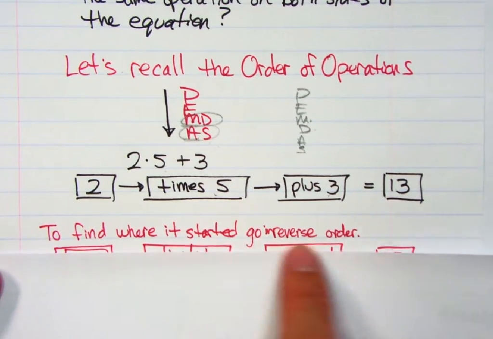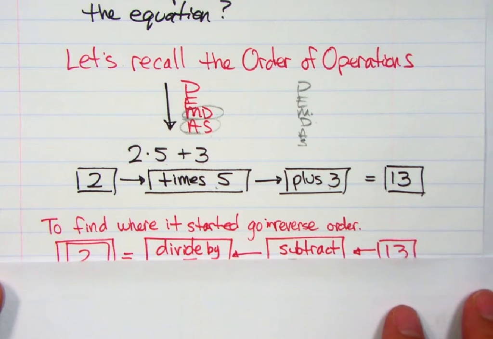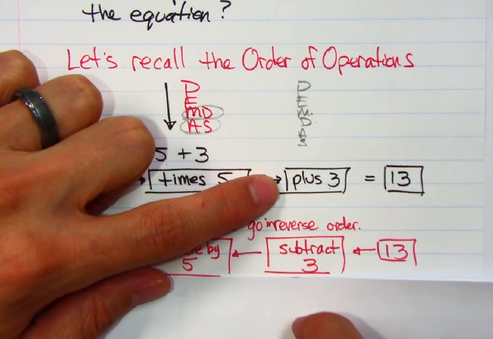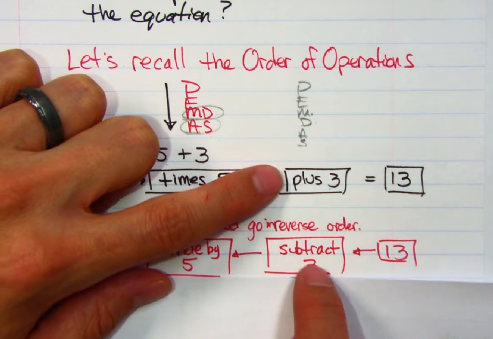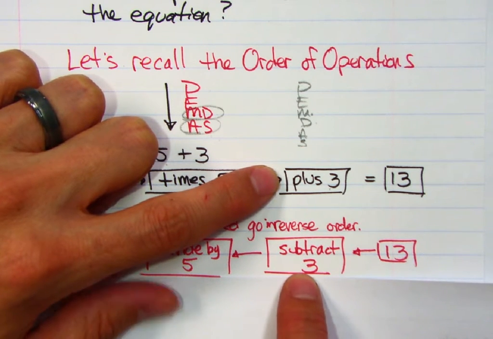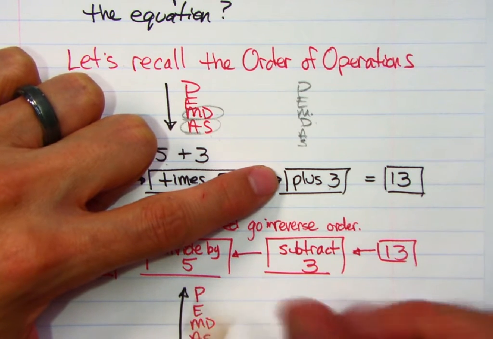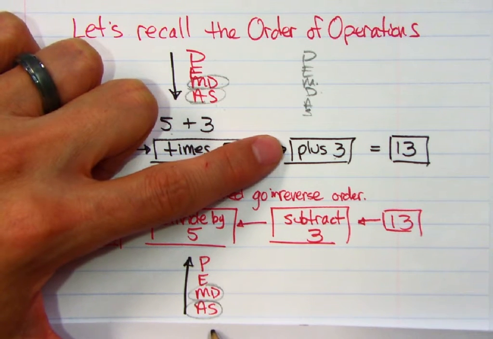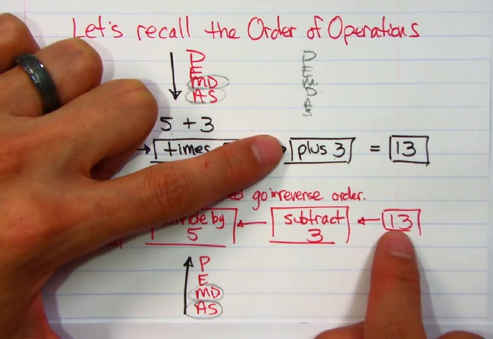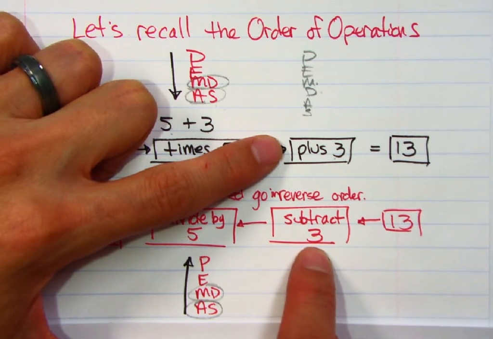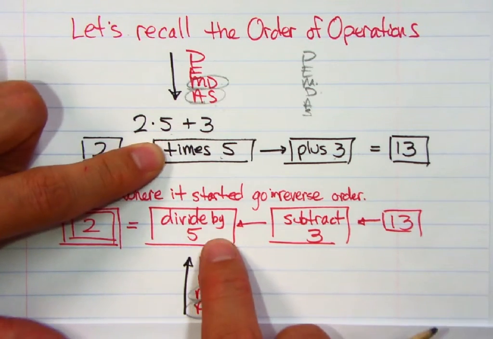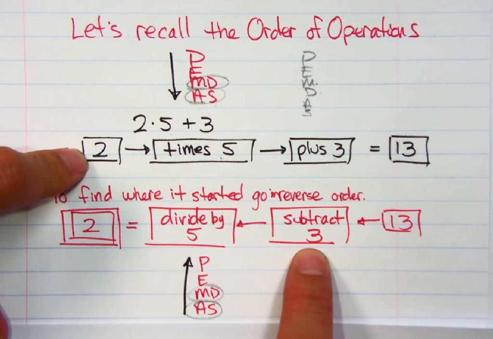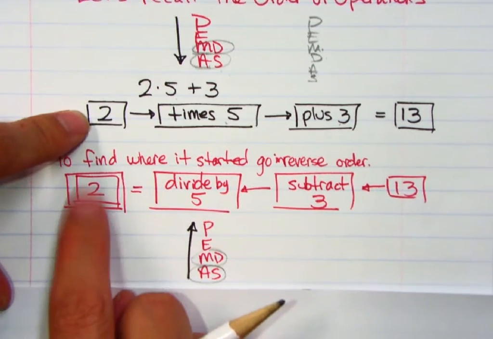So to find where it started, go in reverse order. Start with 13, and you say, all right, instead of plus, let me erase that part and go backwards. So that means instead of plus, I would subtract 3, okay? So you're actually going to do PEMDAS the opposite way. Take care of addition and subtraction first, undo that part first, then take care of any multiplication and division. So anyway, 13, instead of plus 3, I subtract 3. Then we move over here. Instead of times by 5, I divide by 5, and then I'll end up with my answer. See, 13 minus 3 is 10. 10 divided by 5 is 2. That's where it all started from.